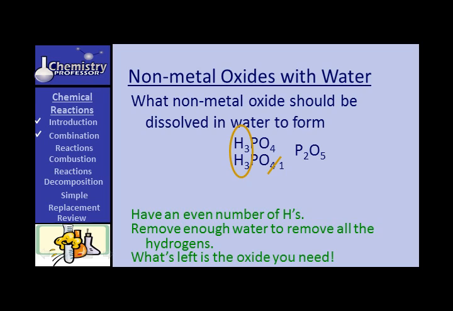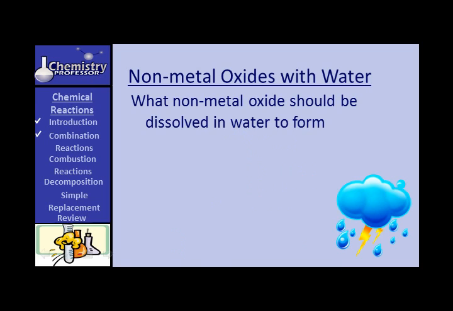Do you like doing it that way? Well, it's up to you. P2O5 plus H2O produces H3PO4. Now your oxidation states will check, or you can do it this way that I showed you. It's time for you to try some. What nonmetal oxides should be dissolved in water to produce these acids? Let's start with HNO3.